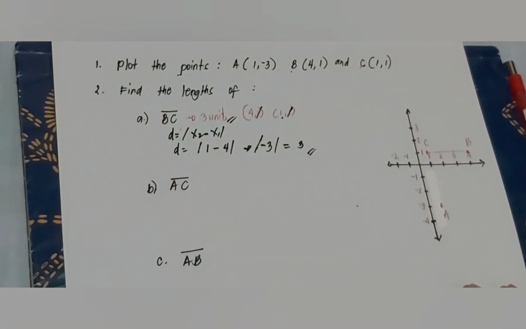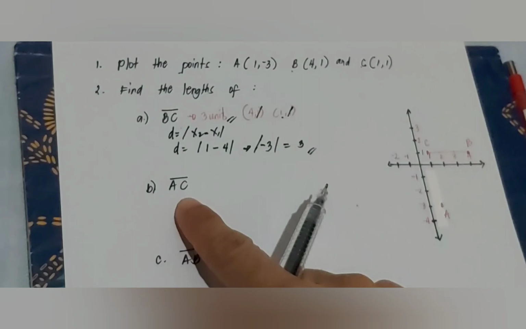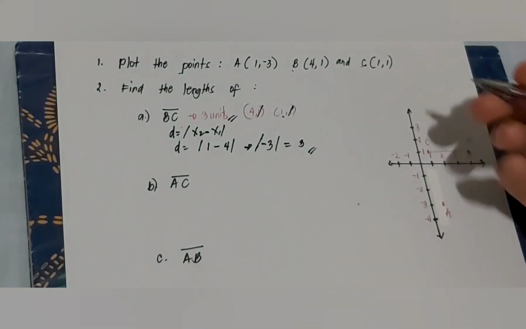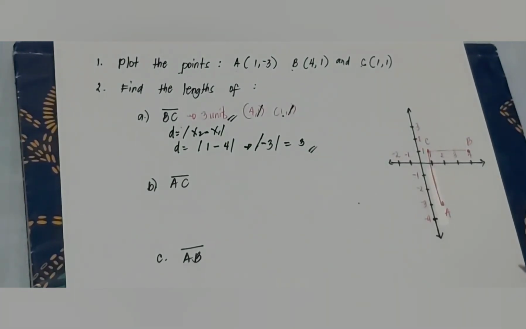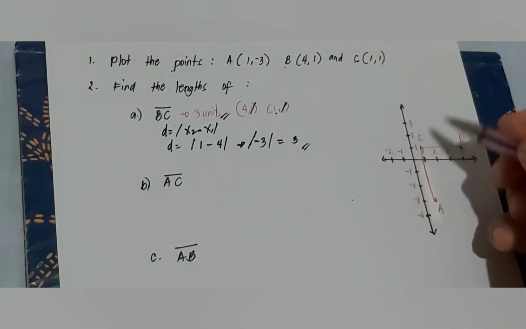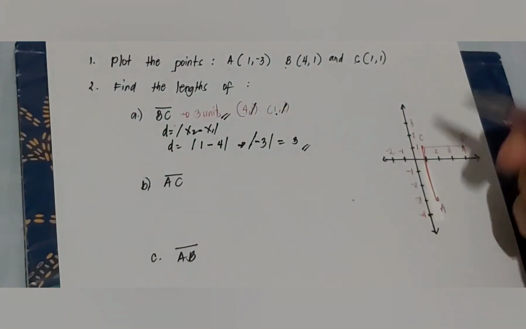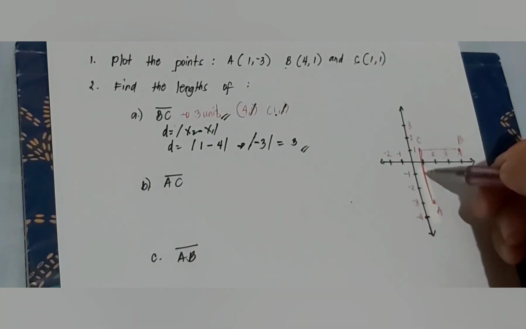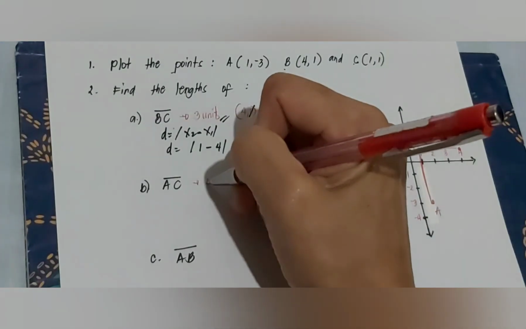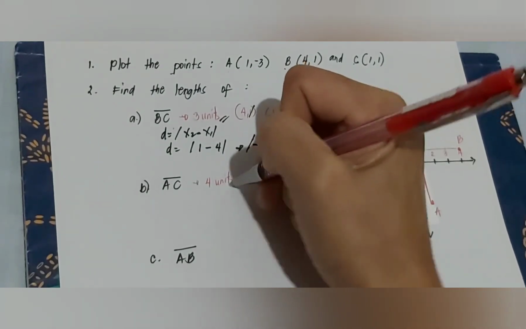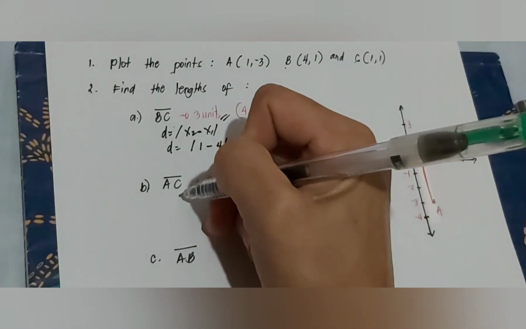Now, for letter B, the distance between A and C is the line segment AC. Yung length naman nito. This is A and C. So, by counting, pwede na siya kasi ito ay straight line, right? Straight line na vertical. So, from this point, 1, 2, 3, 4. So, this is 4 units.